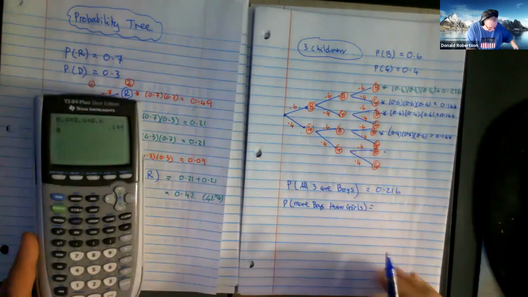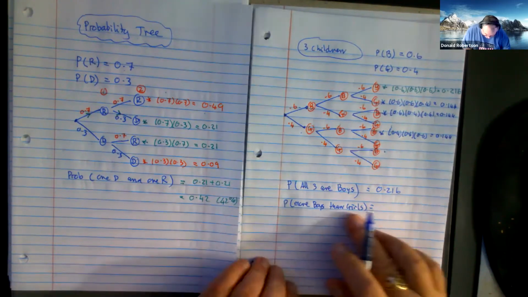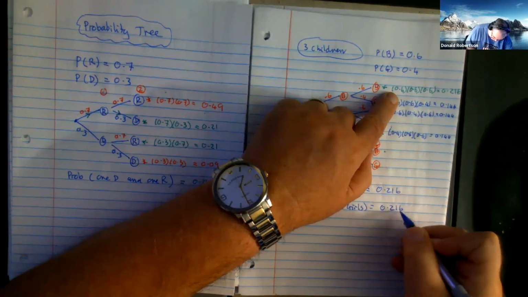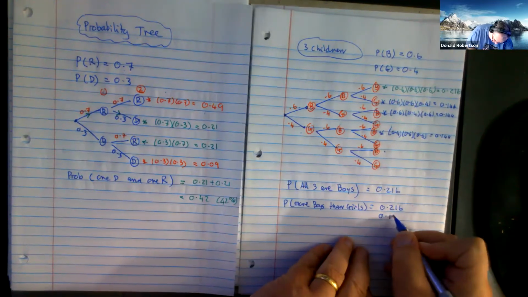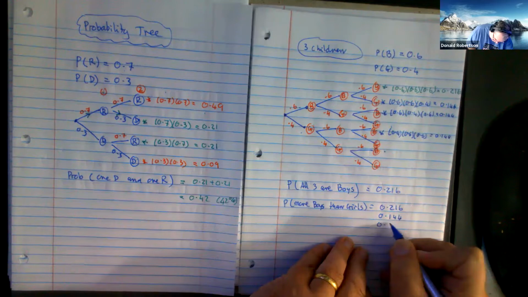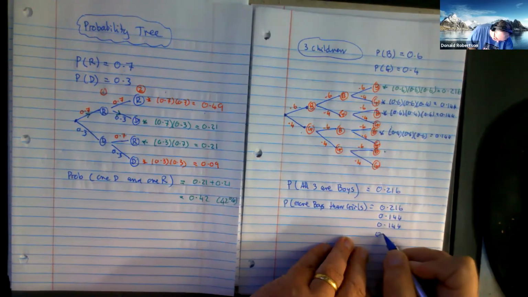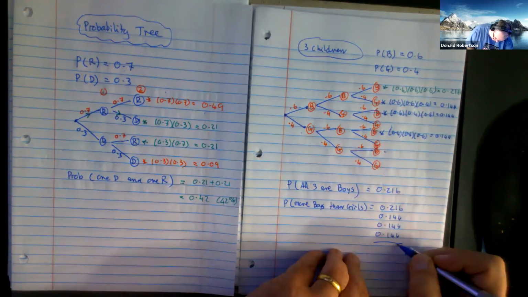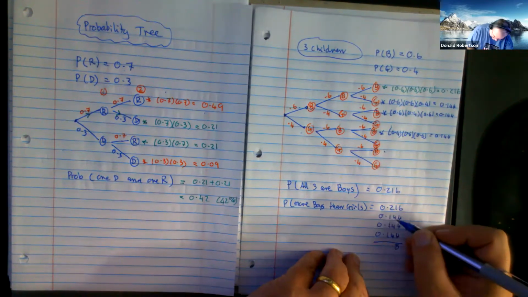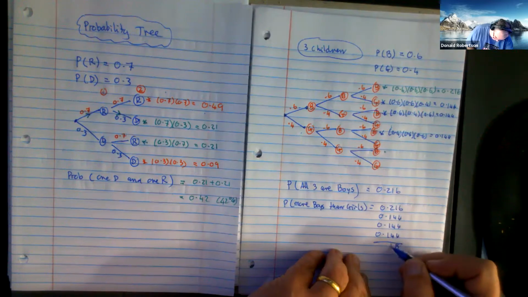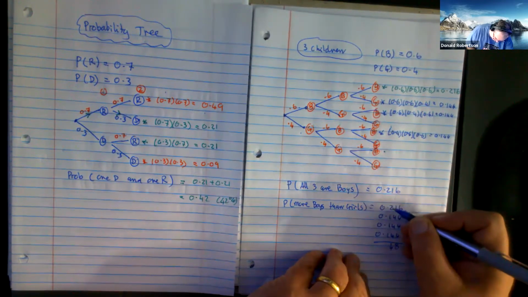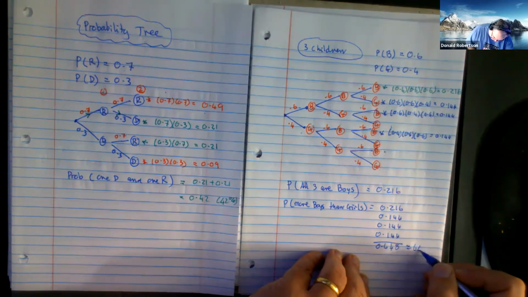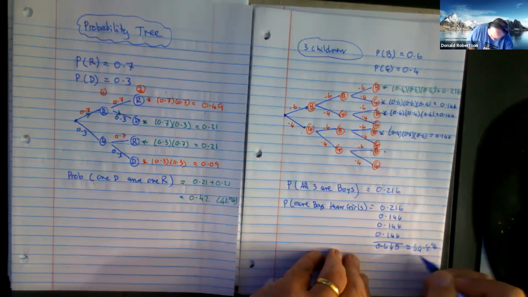So if you want to know what's the probability that you get more boys than girls, don't you just add up all of them being boys, and then these other three situations where there were 2 boys and 1 girl. That comes to about 64.8% of the time.